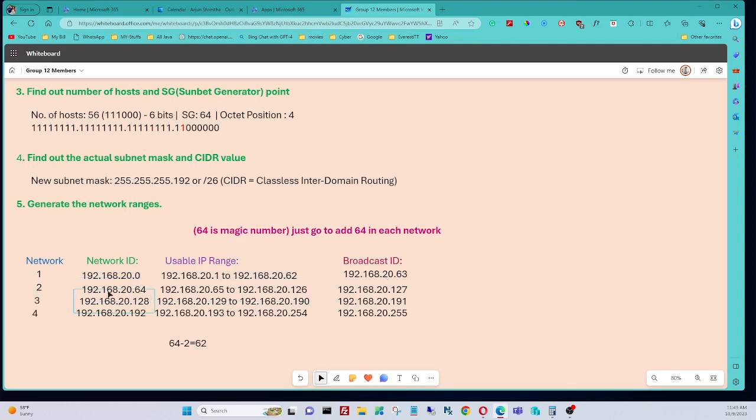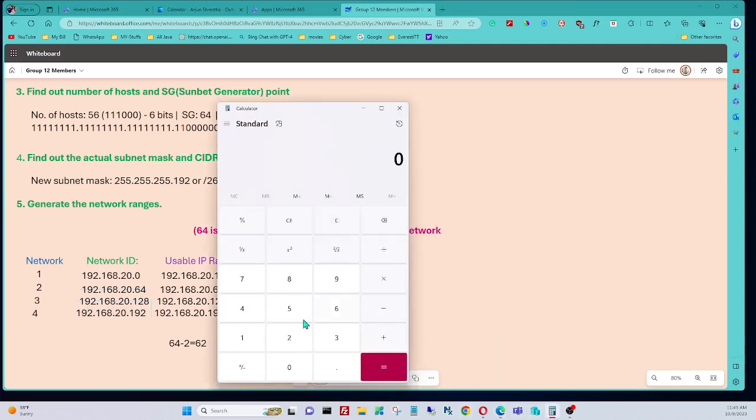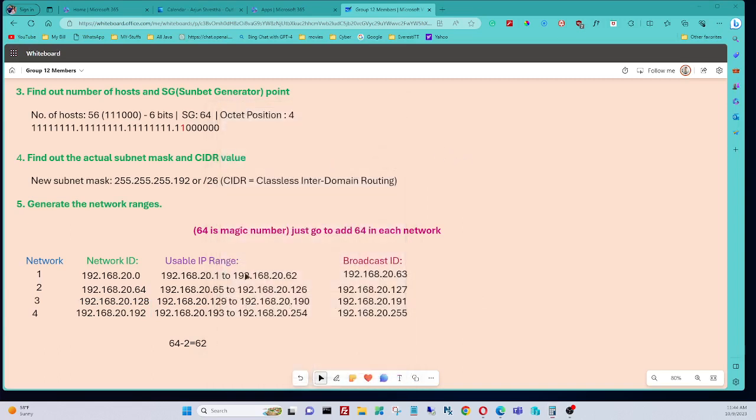Next is 192.168.20.64. When you add 64 again, these three numbers stay the same, and you just change the last one to 128. When you add 128 plus 64, let's see, 128 plus 64, check it out, 192, right? 192 plus 64 is 256 total, right? So like that, we can calculate this one.